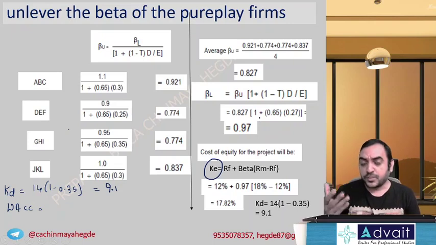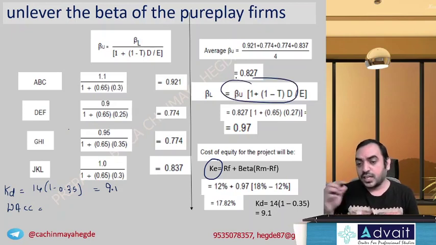That is, from the unlevered beta, we are calculating the levered beta. Unlevered beta is 0.827. That is only business risk. And you have taken a loan, so debt equity ratio is there. So from the unlevered beta, you calculate levered beta. Formula is unlevered beta into 1 plus 1 minus t into debt by equity.